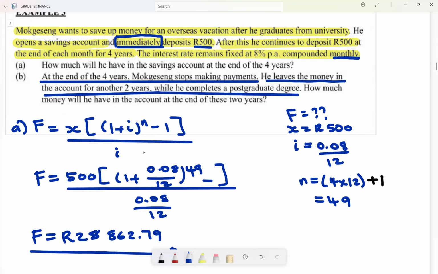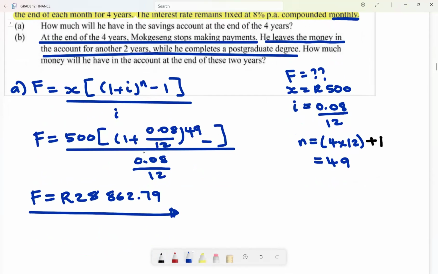So I want you to take note of this. This amount, this one. Remember, Mkheseng was supposed to go to the bank and collect this money. But instead of collecting this money, Mkheseng decided to say, okay, I leave this money in the bank for another 2 years, while he completes a postgraduate degree. Then the question is, how much money will he have at the end of these 2 years?